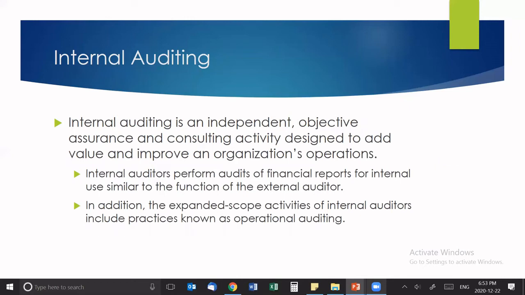All right, so now I'll just go through a few different types of audits. So external auditing that we looked at is when there's an independent third party that comes in and audits management's financial statements, or the company's financial statements.